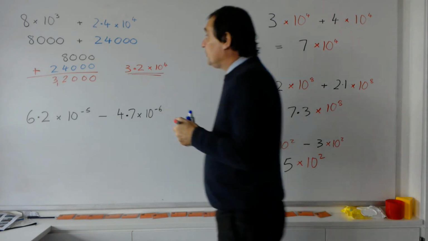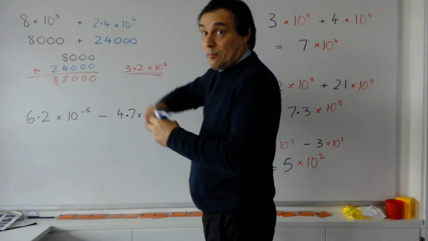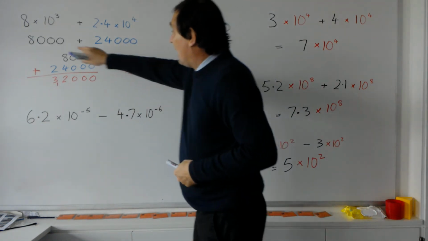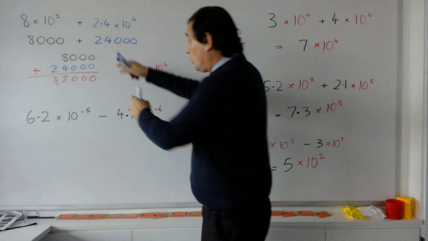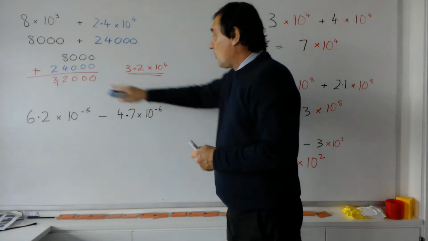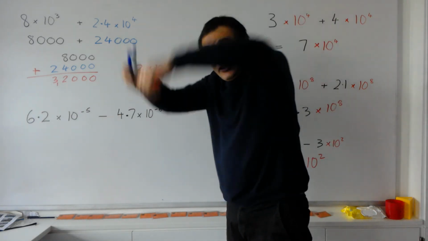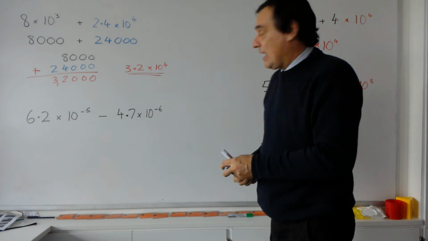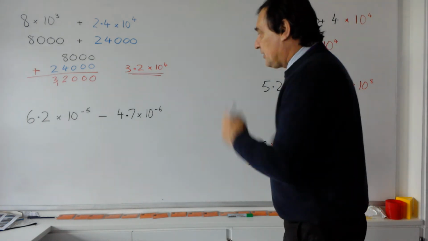So the method is: unpack them from their boxes and make them into real numbers. Do the addition sum and then get your answer, and then put it back into the standard form box by converting it back again.